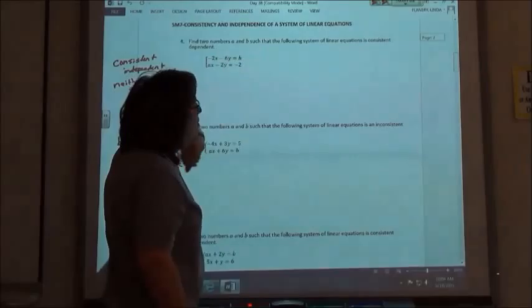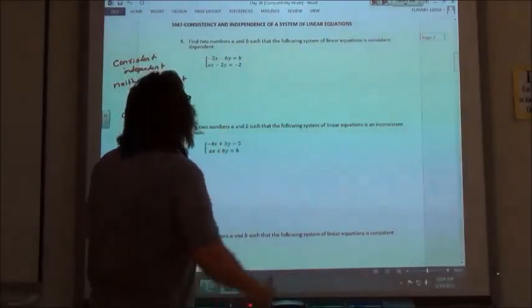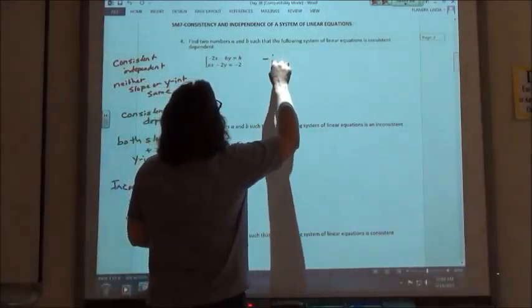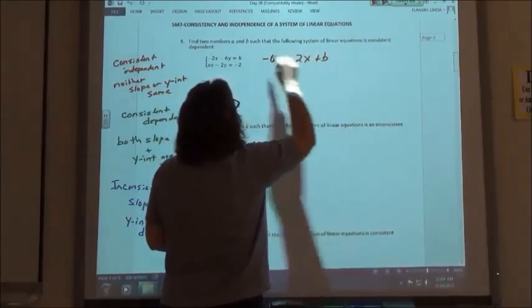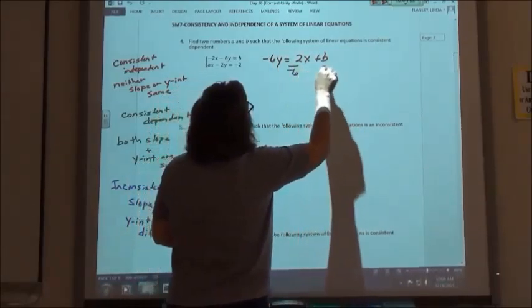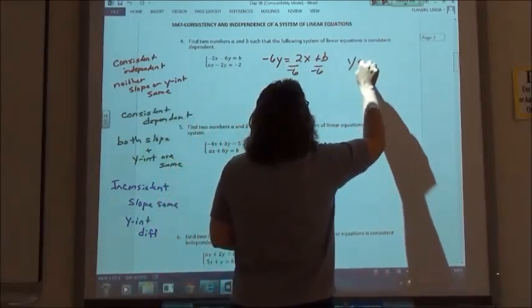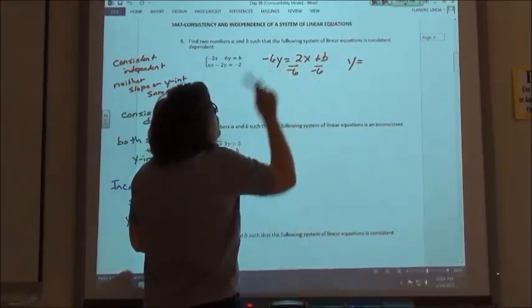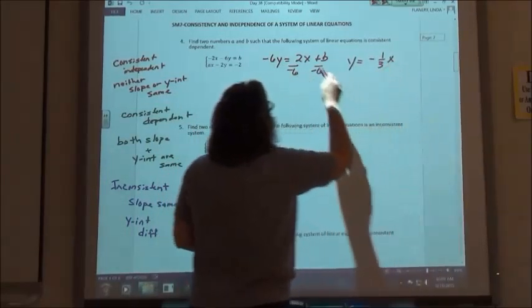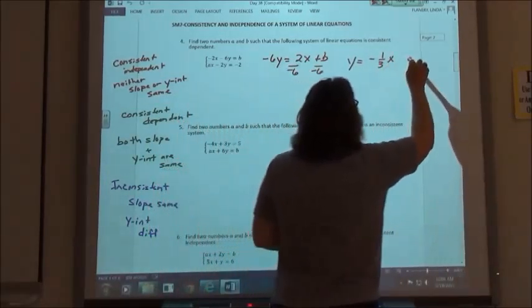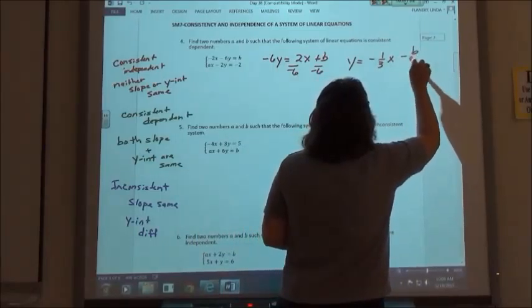So I'm going to start out by solving each of these for y again. I'm going to say negative 6y equals a positive 2x plus b. I'm then going to divide by my negative 6. y is going to equal 2 over negative 6, which would be negative 1/3 x, and then I have b over negative 6, so minus b over 6.